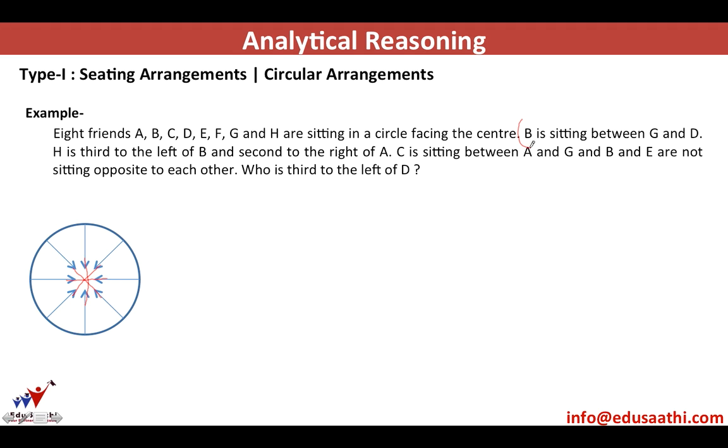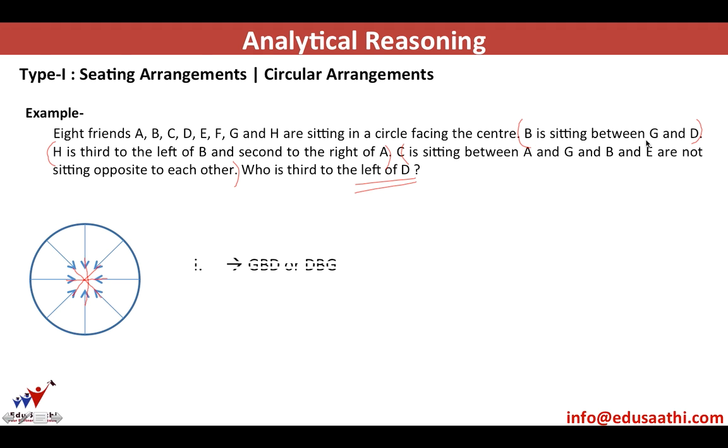And now your information starts from here. This is the first line. This is the second line. This is the third line. And this is the question: who is third to the left of D? Now let's write this information. This is comparative information. We'll not plug it in over here, but we'll write it separately.